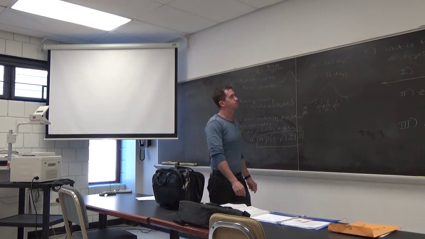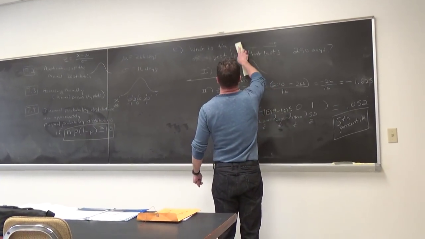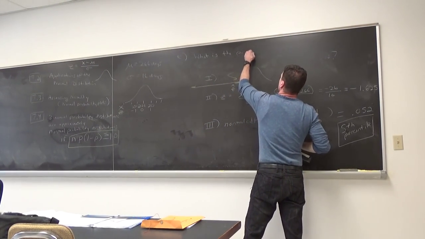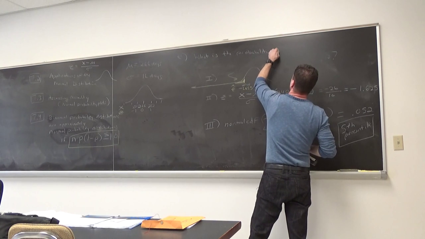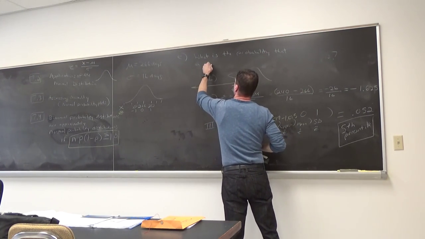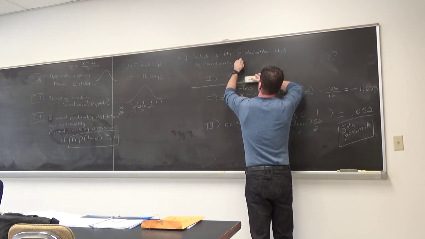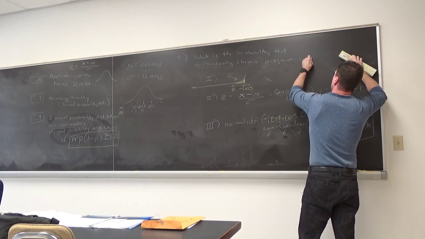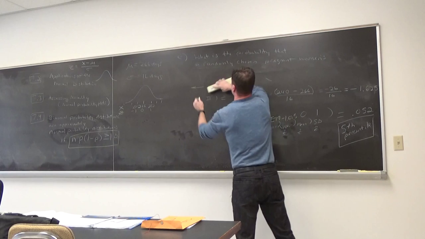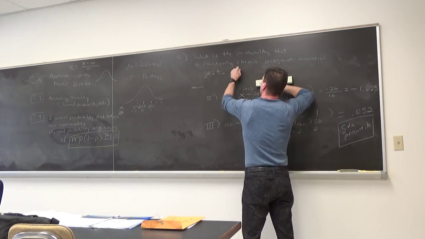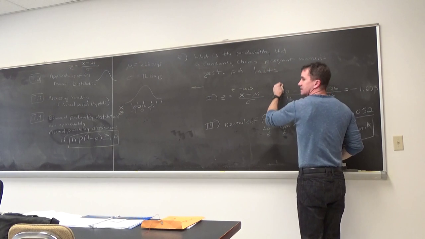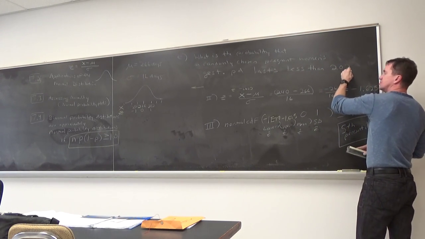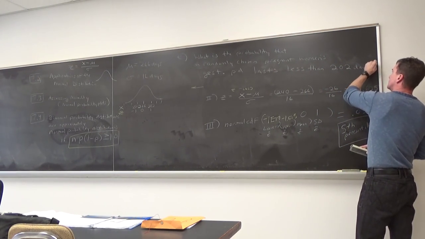Excellent. Here's my next question. What's the probability that a randomly chosen woman's gestation period is less than 202 days? Okay.